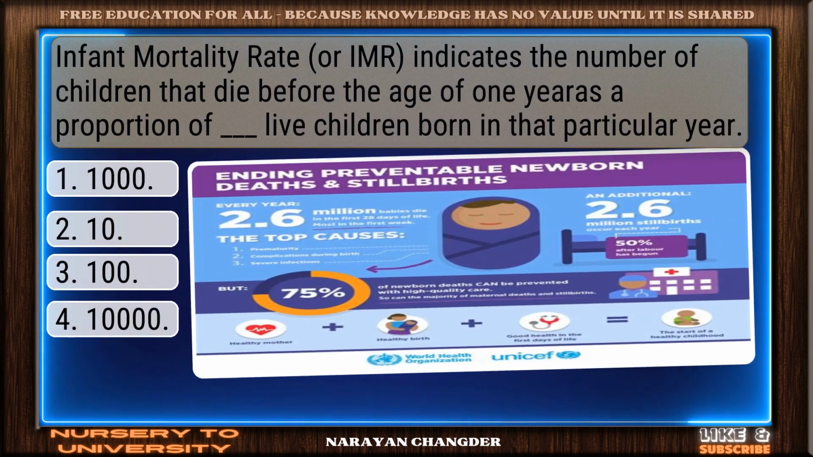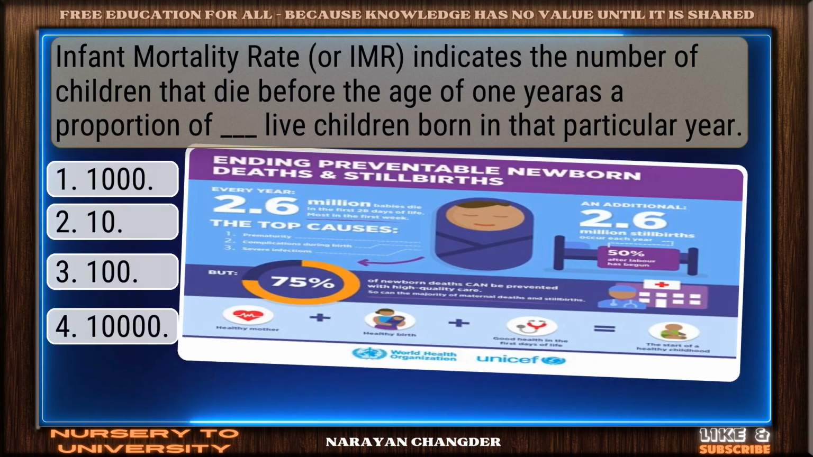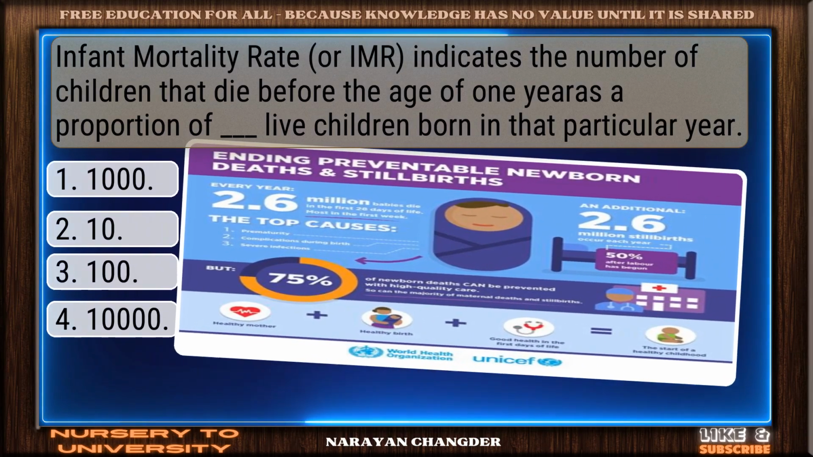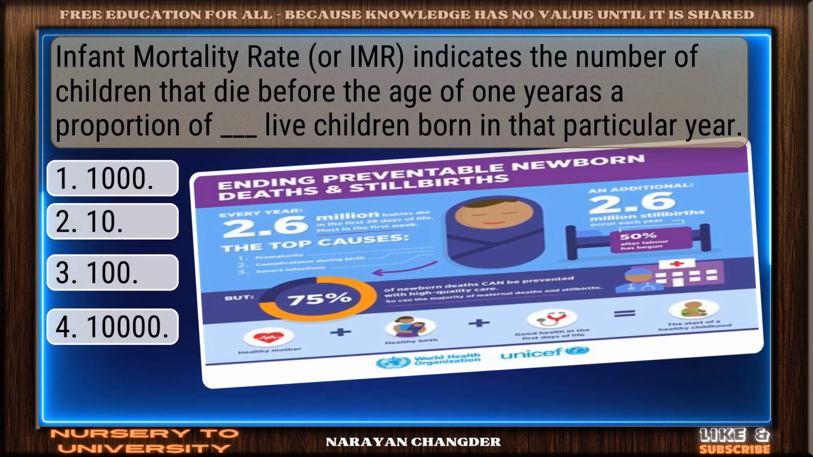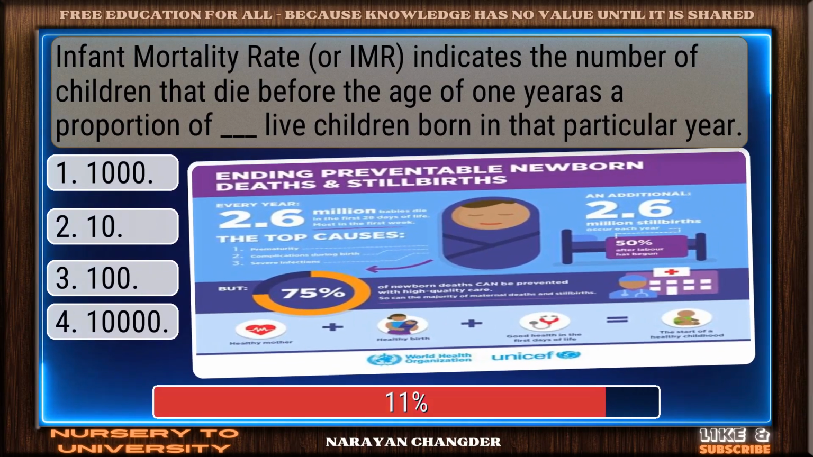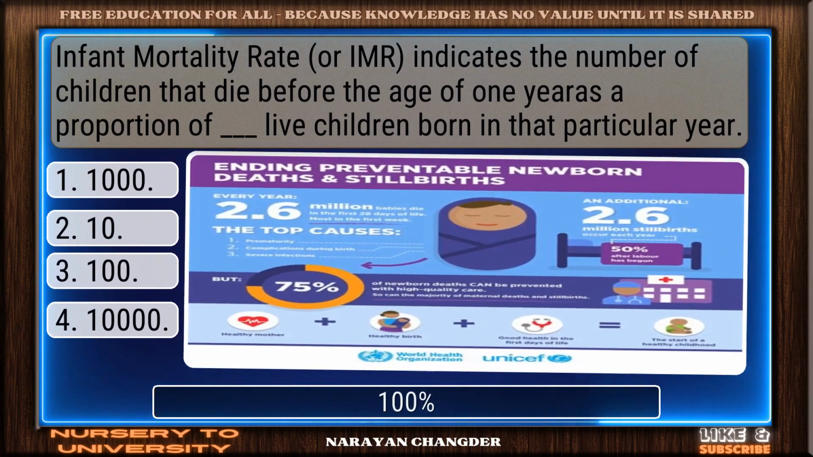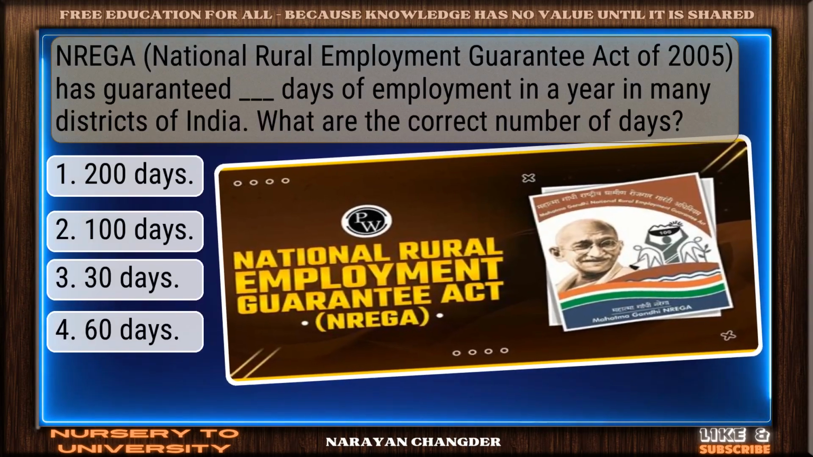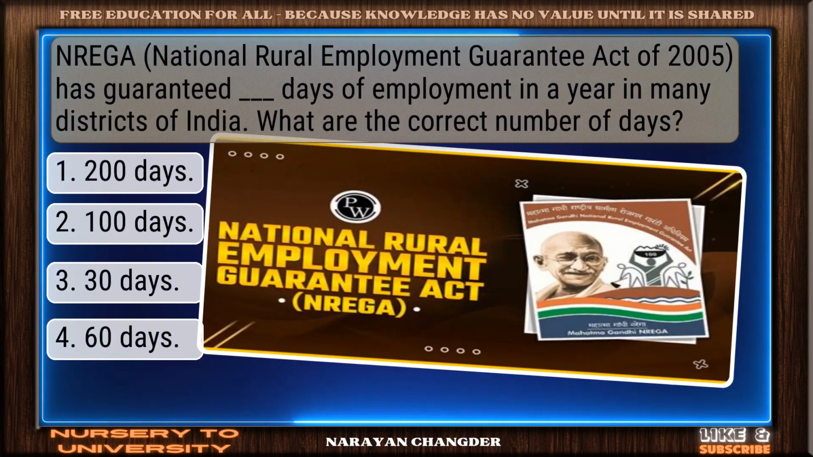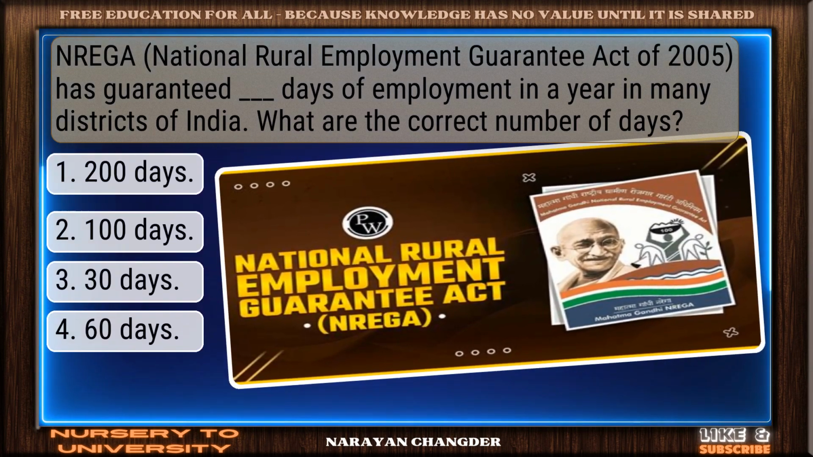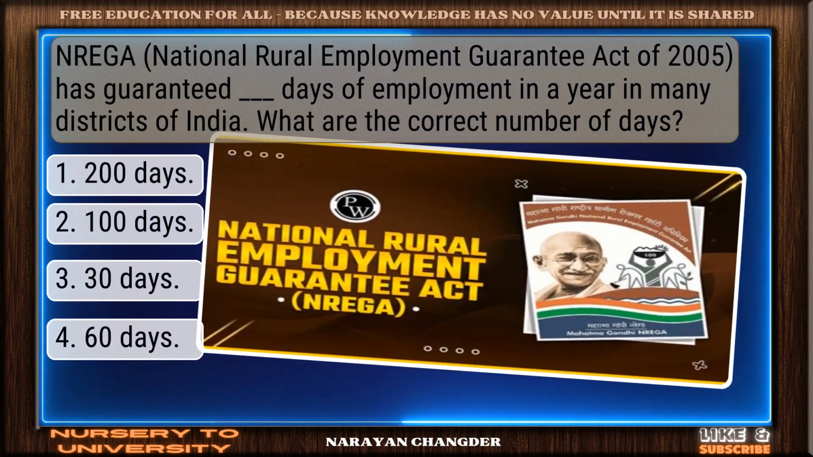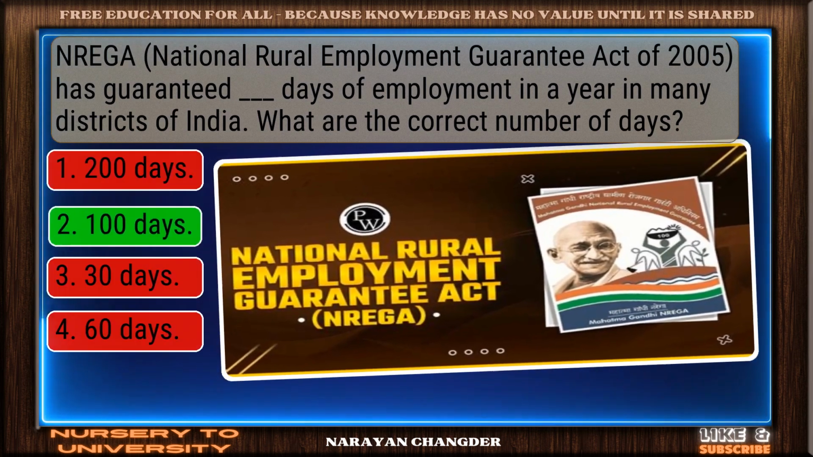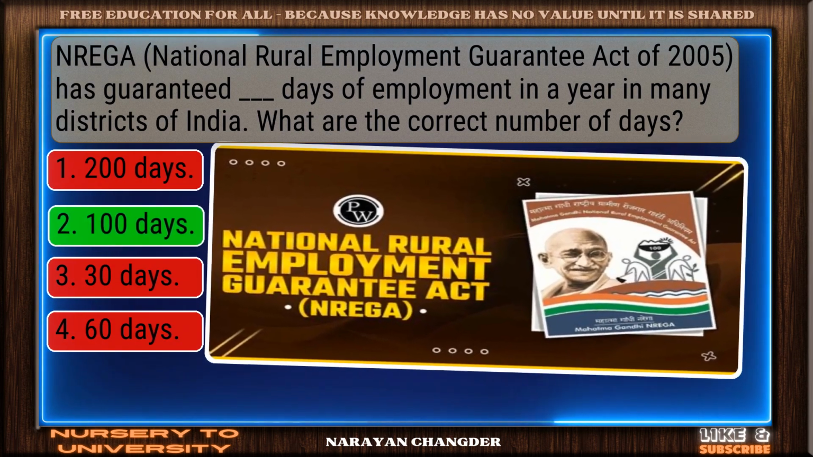Infant mortality rate indicates the number of children that die before the age of 1 year as a proportion of dash live children born in that particular year. You're right. 1,000 is correct. NREGA has guaranteed dash days of employment in a year in many districts of India. What are the correct number of days? Right choice. 100 days is best.